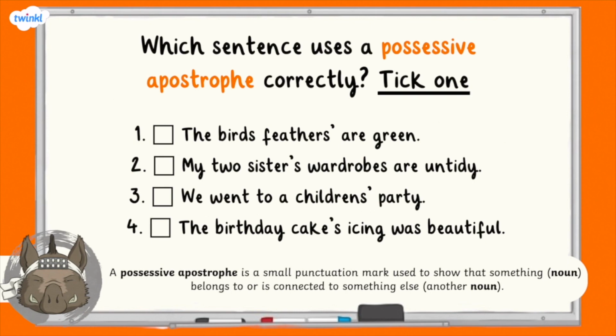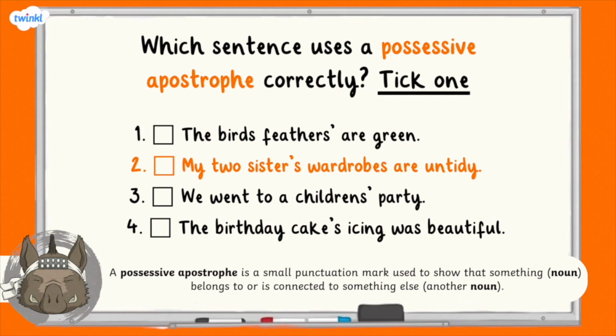Now let's have a look at a question. The question asks us to tick one sentence that uses a possessive apostrophe correctly. We should look at each one in turn and decide if it is punctuated correctly or not. Sentence 1 has the apostrophe after feathers, but nothing belongs to the feathers, so this is incorrect. Sentence 2 says that there are two sisters, but the apostrophe indicates that the noun sister is singular, so this one is incorrect.